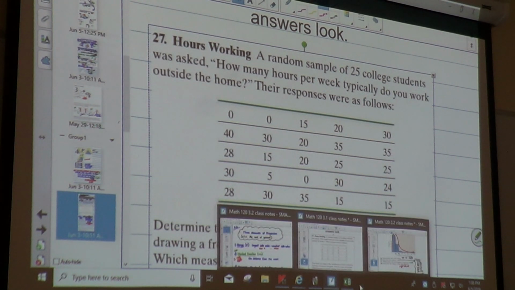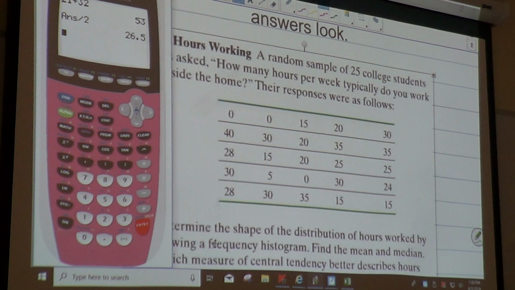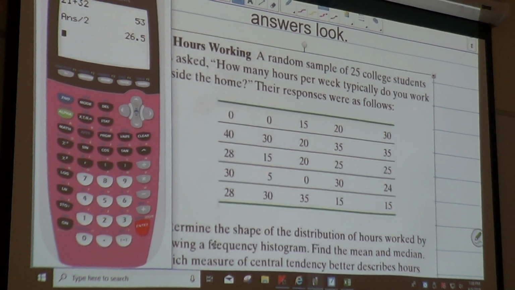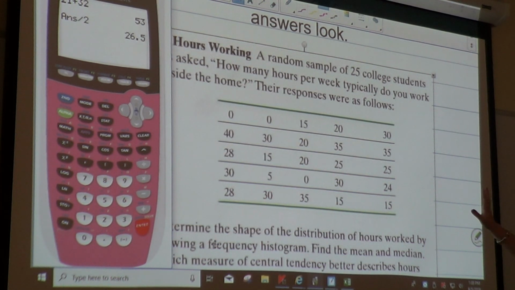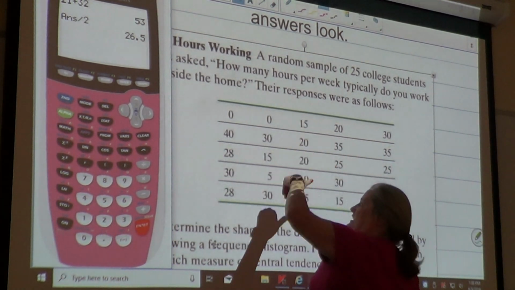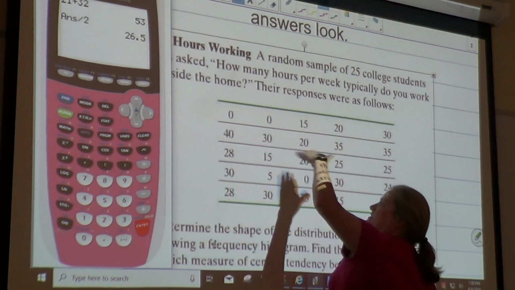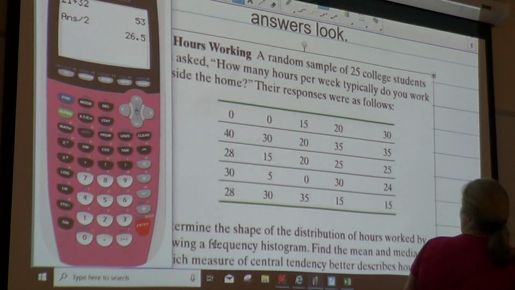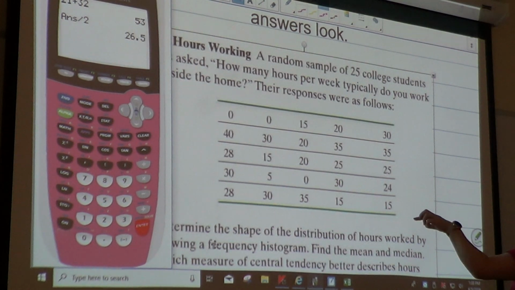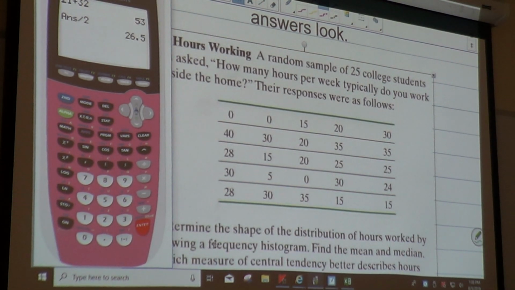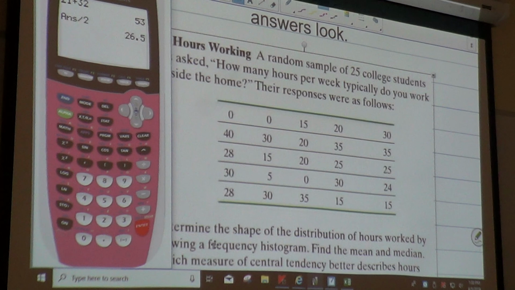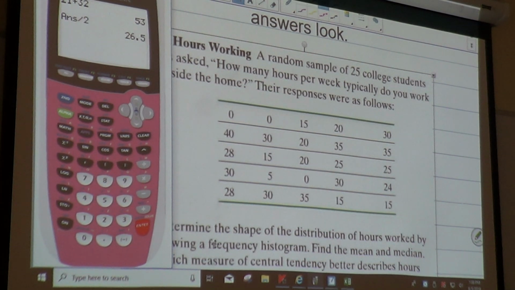We got this. Go to Stat Edit, just like we were doing before. Stat Edit. We're going to do a histogram. Stat Edit, go to the top, clear your data, and we're going to type in data. I don't care if you type in data this way or if you type in data this way, as long as all your data is there. There should be 25 pieces of data. So when you finish entering, you should be on line number 26.